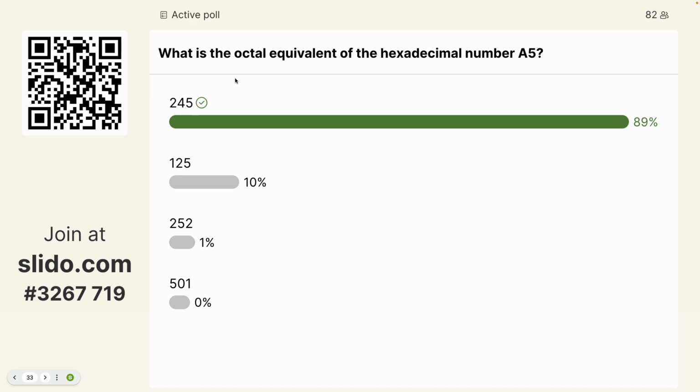So if you get it wrong, don't worry. It just means that you have another chance to learn. So I recommend you write down each step of the calculations. Then you will know why 2, 4, 5 is the correct answer.